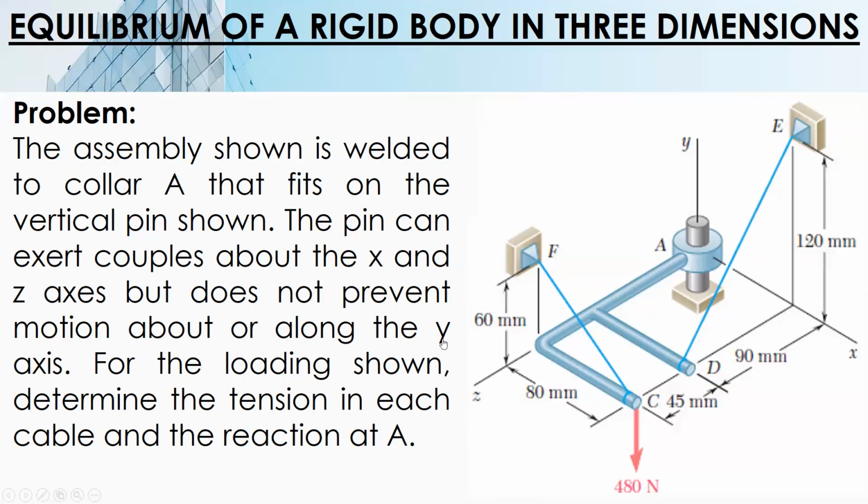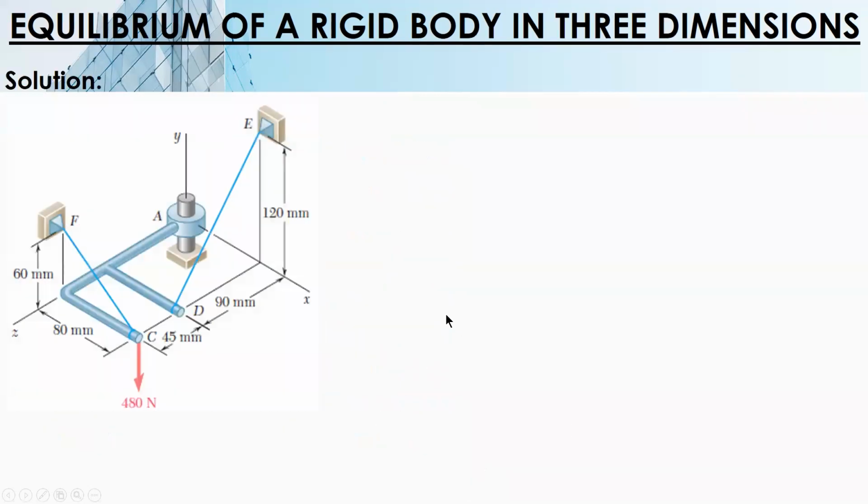It is free to move along the y-axis. There is no rotation about the y-axis; it is free to rotate. It is free to move along the y-axis. So, there is also no reaction along the y-axis. So, for this one, for letter A, we only have 4 unknowns: reaction in X, moment in X, reaction in Z, moment in Z. For Y, it's 0. Okay? So, 4 unknowns, 2 tensions, 6.